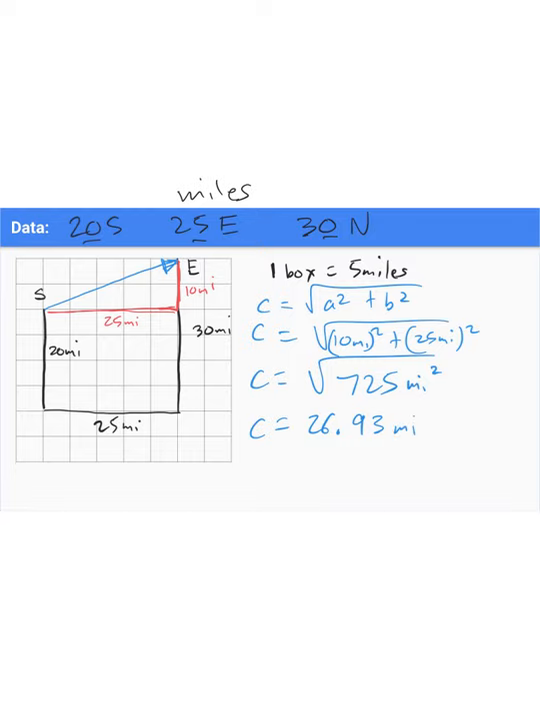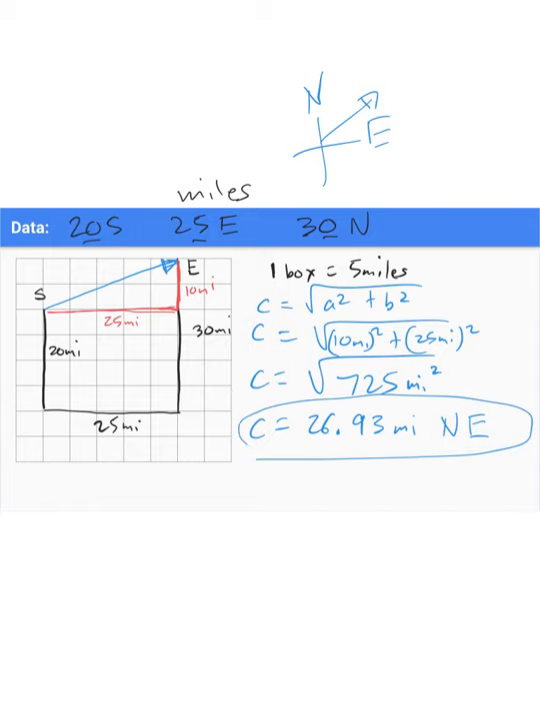The unit would be mile again because there's no square when you take the square root. And it looks like that thing is going up and to the right. So up is north and to the right is east. So the direction is northeast. You always mention north-south first and then east-west. So that's how you use the Pythagorean theorem to find the displacement.